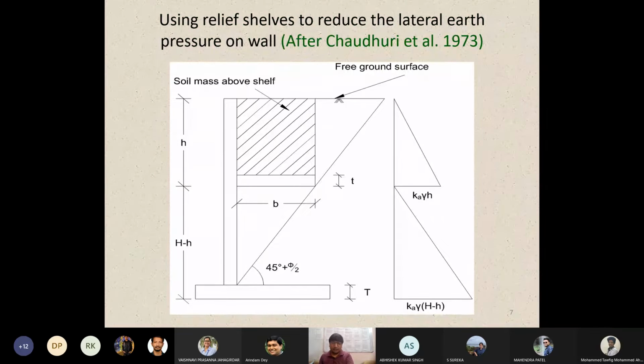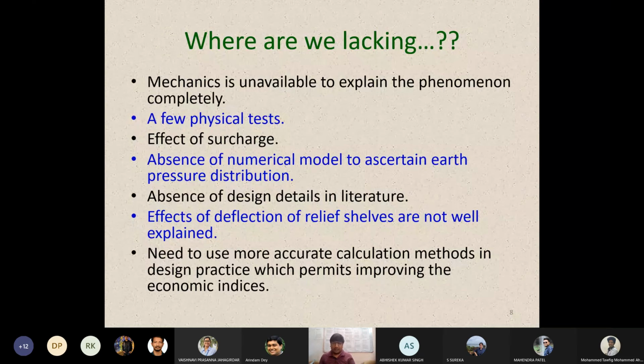Similarly, in 1973 CRRI people also gave some proposals regarding various theories for the reduction of earth pressure. If you are interested, you can look for this paper. After noting this literature, I noted that no mechanism is really available which explains this phenomenon. Very few physical tests were reported through which we could notice that earth pressure reduction is happening, the effect of surcharge was never studied before, and there was no numerical model ascertaining this earth pressure distribution.